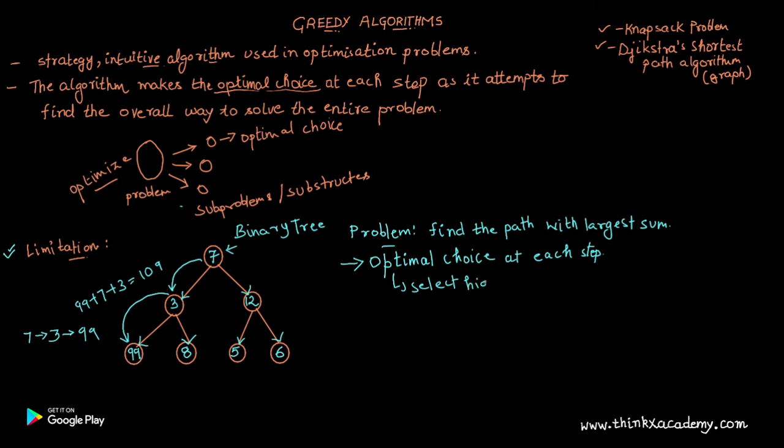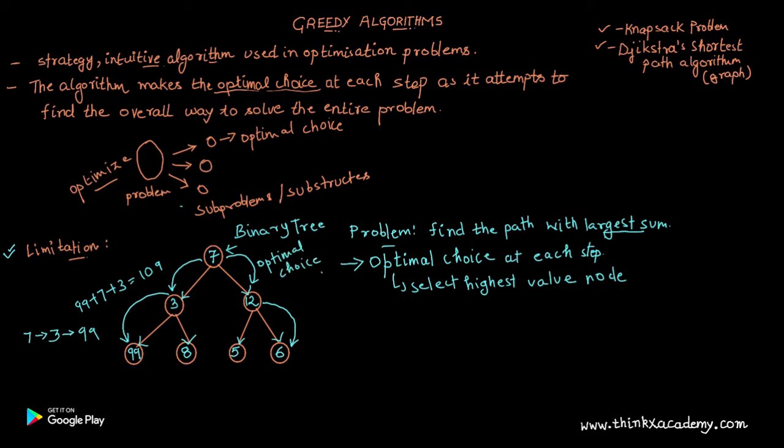to select the highest value node, because if we select the highest value node we will get the largest sum. So what the greedy algorithm will do is, from 7 the path will go to 12, since 12 is greater than 3, and then it will go to 6. So the sum will give us 7, 12 and 6. So these are the optimal choices that our greedy algorithm has made.